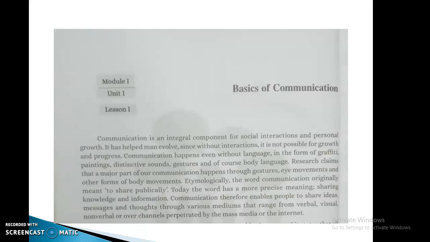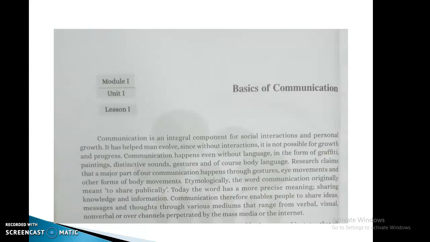Research claims that a major part of our communication happens through gestures, eye movements, and other forms of body movements. So what research states is that a major part of our communication happens how? Through gestures, through movement of the eyes, and also through body language. That is, movements by which attitudes and feelings are communicated.